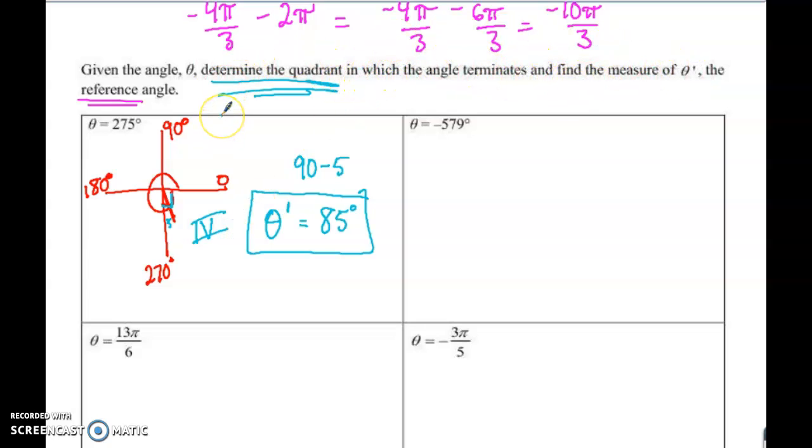Okay, I think we're good with that. Same thing goes with this one. Again, the reference angle needs to be positive and acute. Positive and acute. So important stuff there.